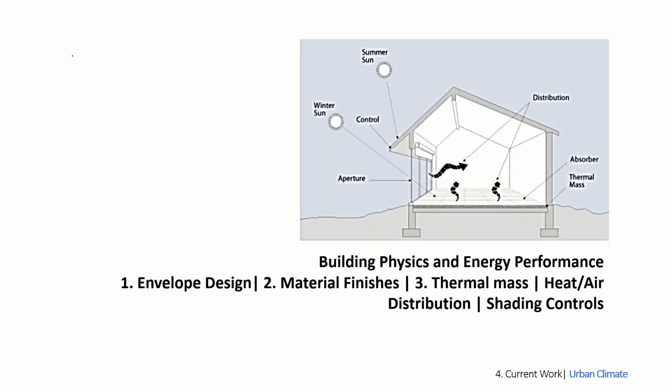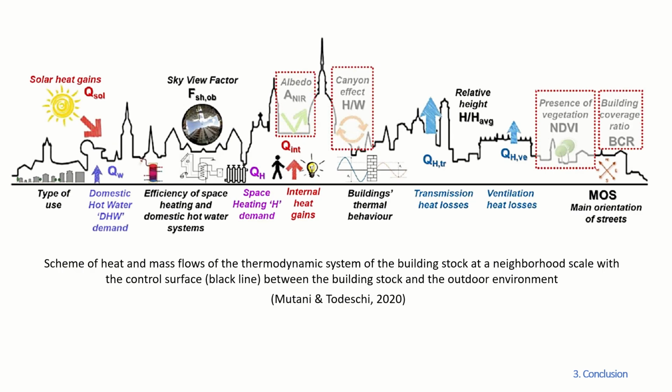Okay, in summary, what I want to say is, to understand a building, we simplify it in terms of how the windows are made, how the walls are made, how the roofs are made, how the shading elements are made, and how it is placed on earth. So envelope, material, thermal mass, shading is how we look at the building. And the same thing we do at urban scale also.